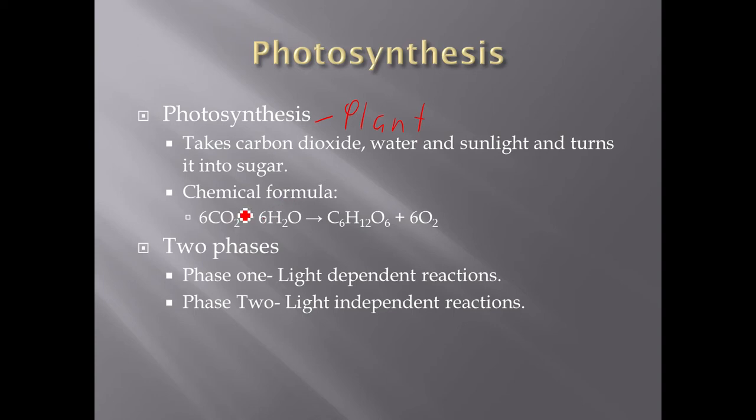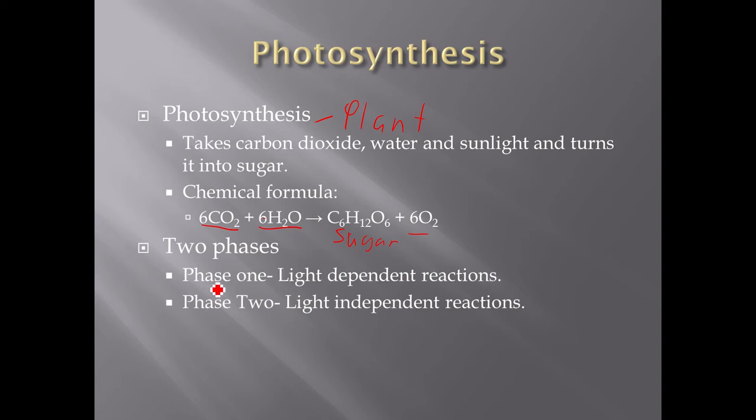Now, from a chemical formula standpoint, which you will have to know, so make sure if you ever see this formula, guys, you should have some idea what it is. You are taking 6 molecules of carbon dioxide, 6 molecules of H2O, and turning it into sugar, and you get 6 molecules of oxygen. So basically, photosynthesis is when you take carbon dioxide and water and turn it into sugar and oxygen.